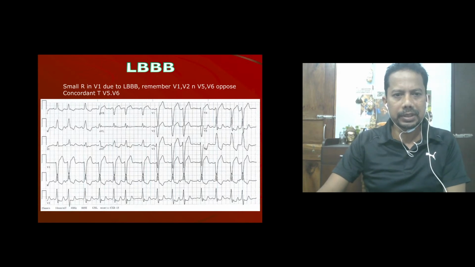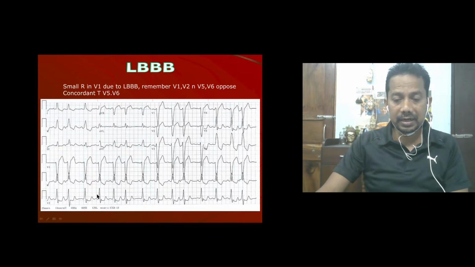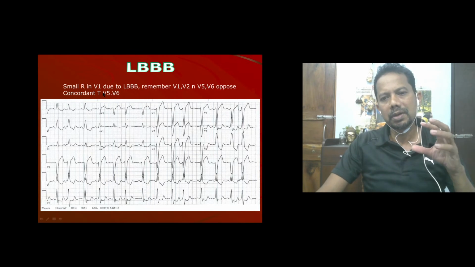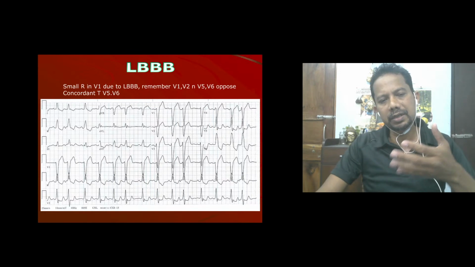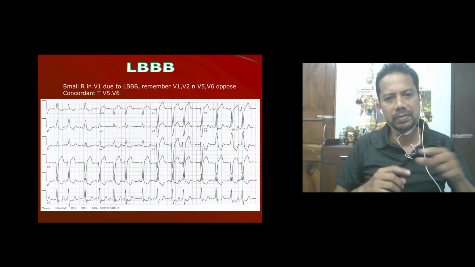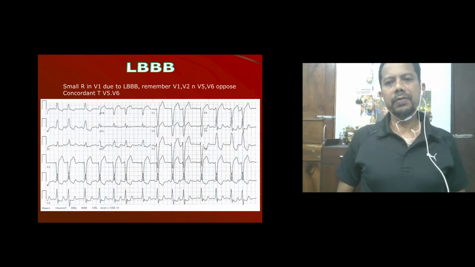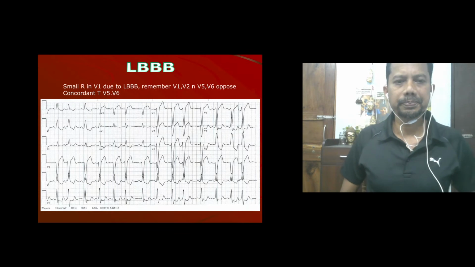Okay, so this is an ECG of a patient who has left bundle branch block. You remember the circle again, the impulses are coming towards lead 1, because the right bundle branch is sending the current towards the left ventricle. So there will be a small R in V1 because the left heart is becoming more and more dominant, and there will be tall R in V5, V6. That is important, and V1 and V2 I told you oppose V5, V6.